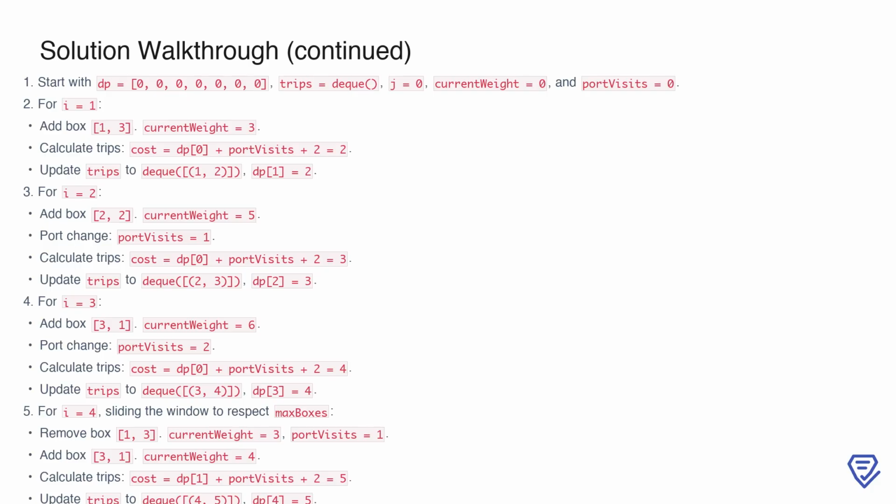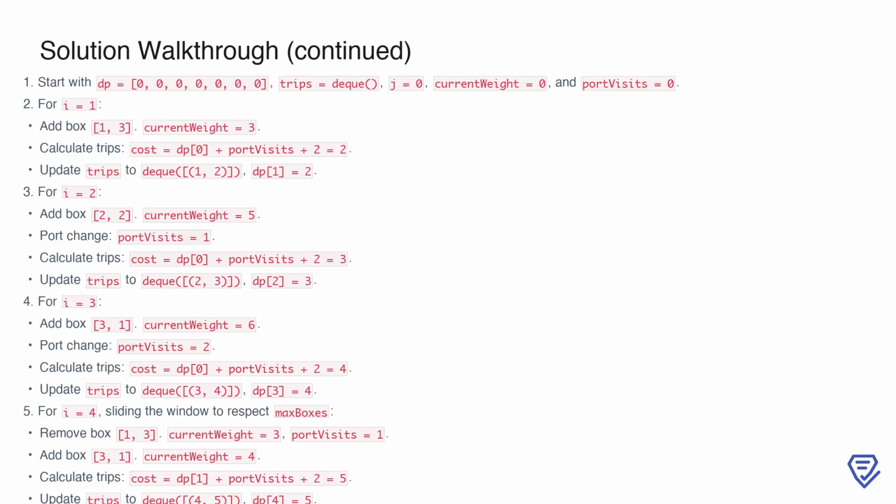For i equals 2, adding the second box, 2, 2, brings the weight to 5, and a port change occurs, setting port visits equals 1. The cost is calculated as dp[0] plus port visits plus 2 equals 3, so trips becomes (2, 3), and dp[2] equals 3.